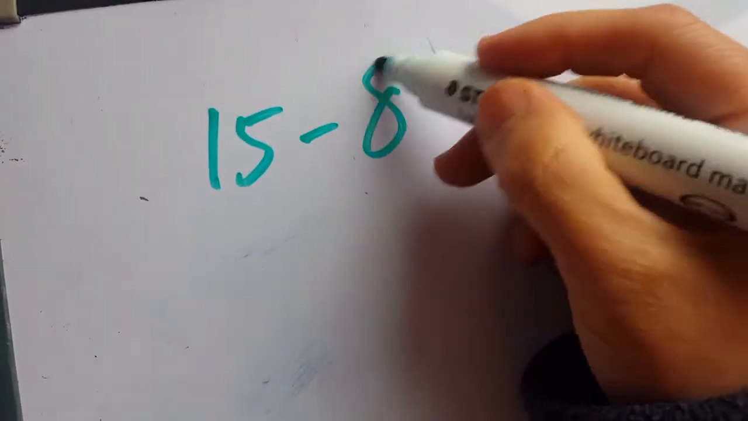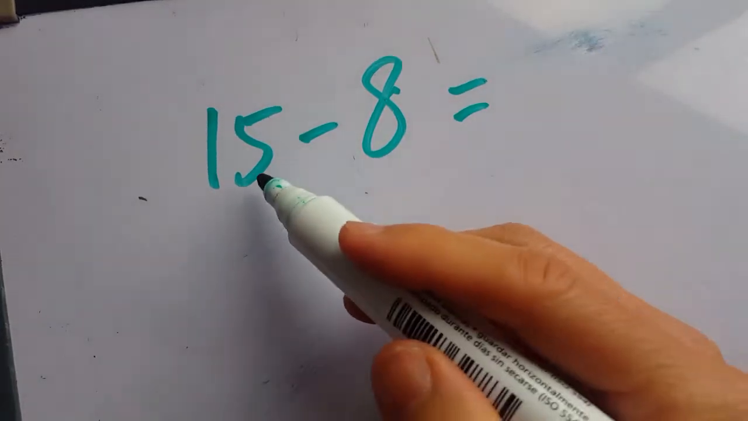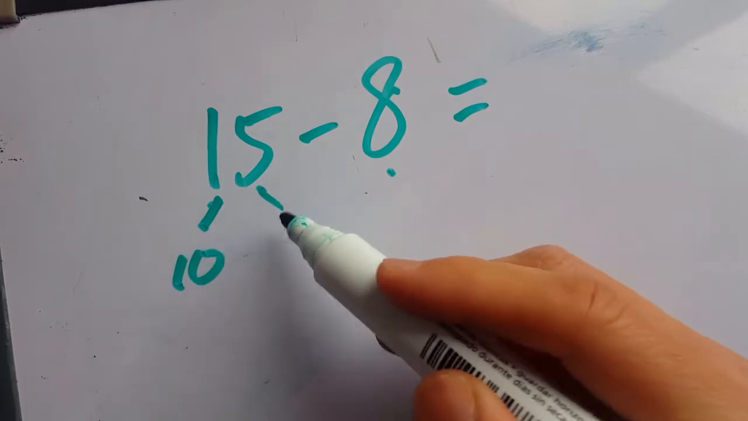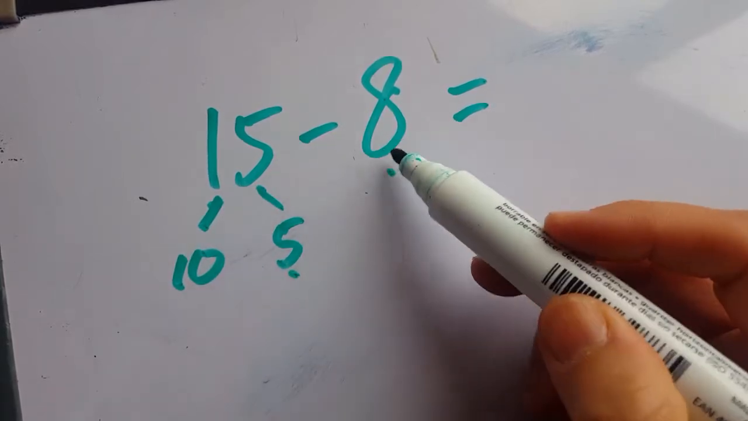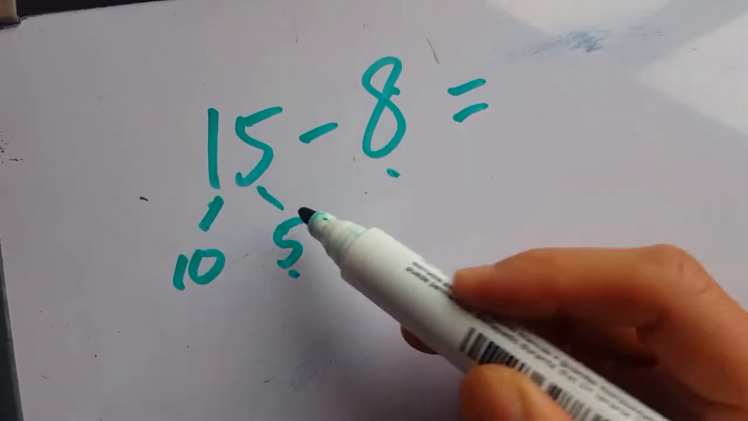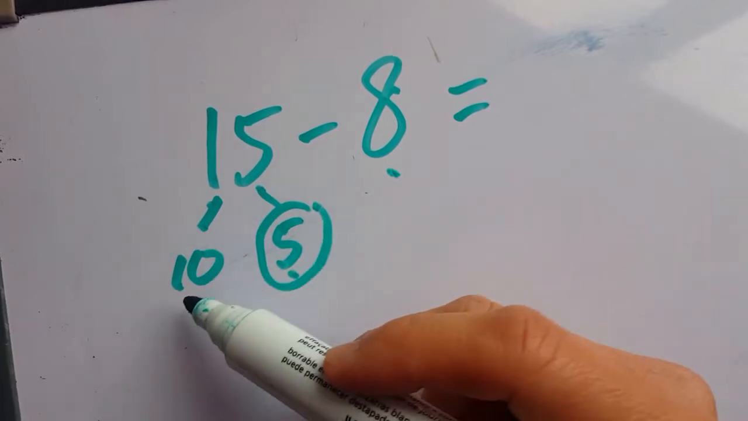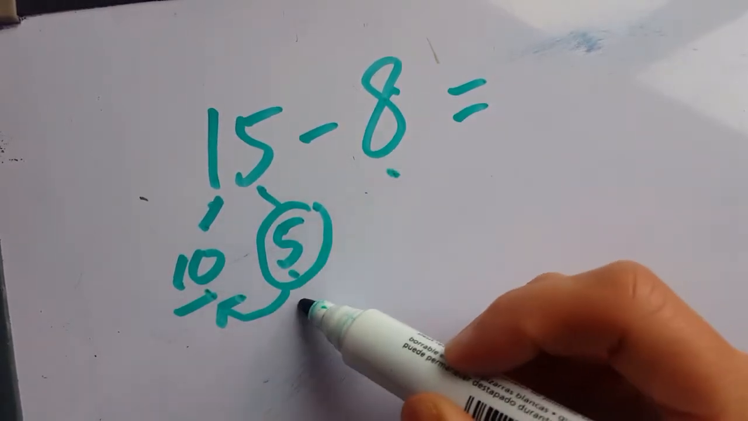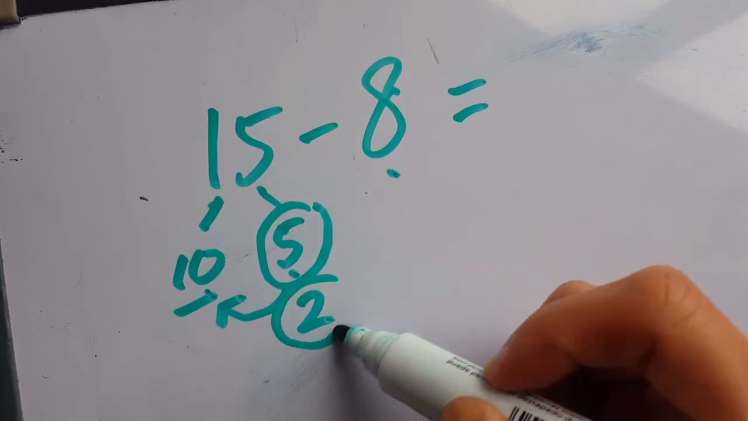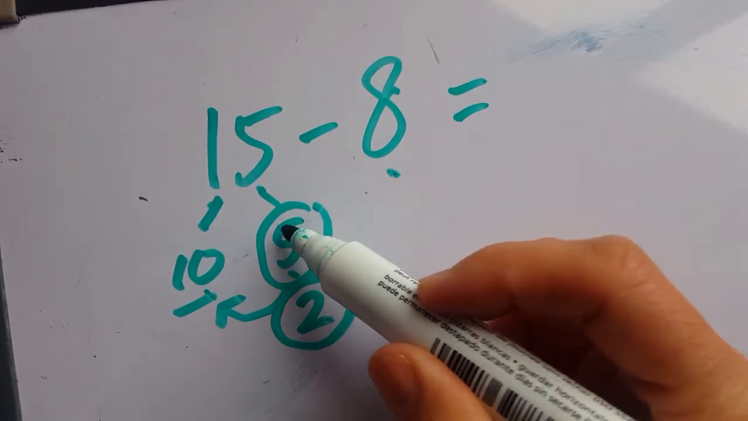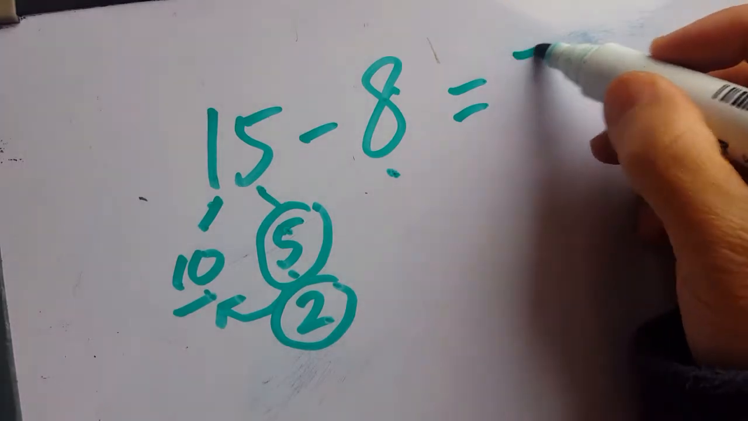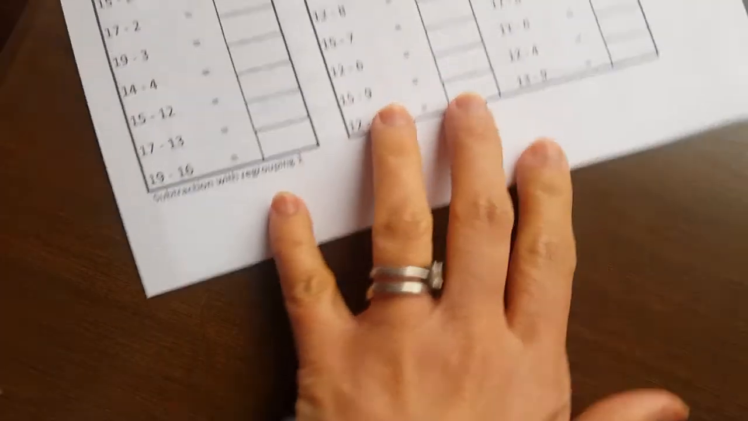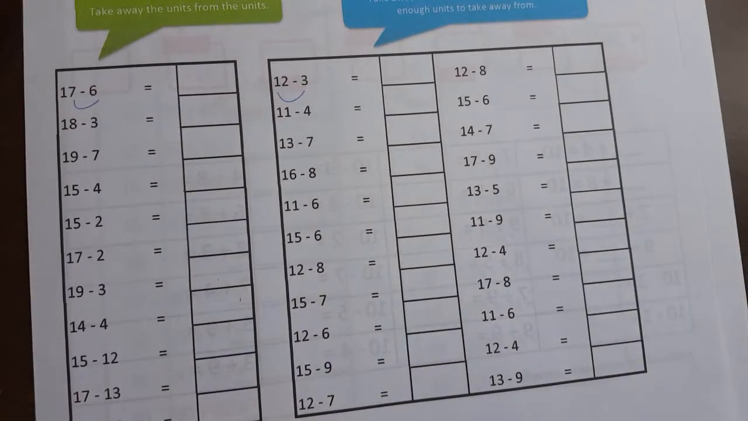So 15 take away 8. Units take away units. Think of £10 and £5. Is 5 enough to pay for £8? No. So leave it in your pocket. Go next door. 10 take away 8 is 2. And put the £2 change in your pocket. You had £5 initially. 5 add 2 is 7. Once you've done this, get them to complete page 47.